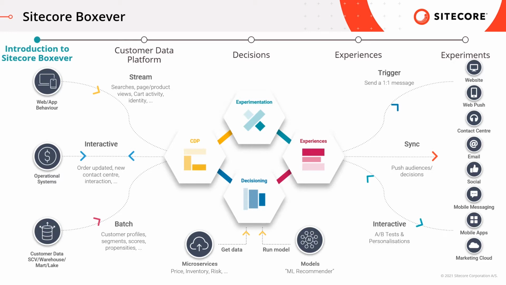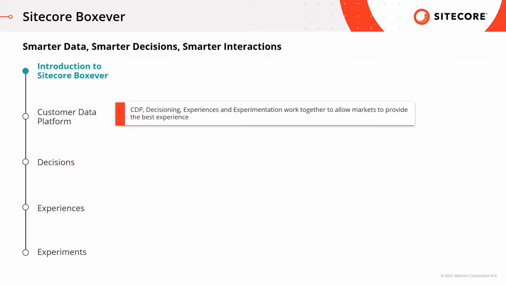You can also use sync to enrich data into paid media and social such as Facebook to retarget or find lookalikes. The final method that is used to access experiences in Boxever is the interactive API, which is more of a pull mechanism. Any internet-enabled device such as web, mobile, kiosk, or call center can call Sitecore Boxever to retrieve detail of next best actions, offers, or A/B test experiments.